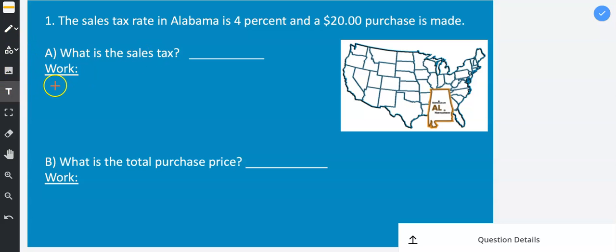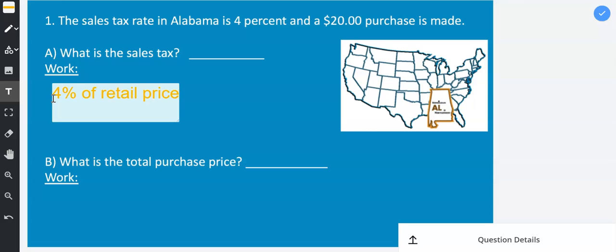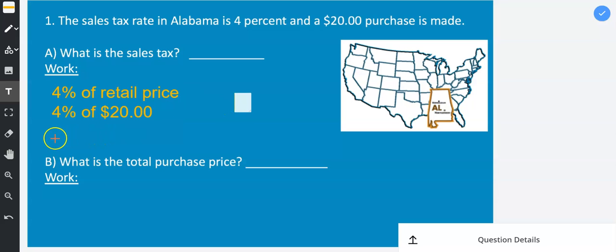So I'm going to go ahead and type 4%, and then it's 4% of the retail price. And then on the next line, I'll type 4% again, but this time instead of retail price, I'm going to replace the words retail price with the retail price, which was $20. And then finally, we need to change the 4% to a decimal.